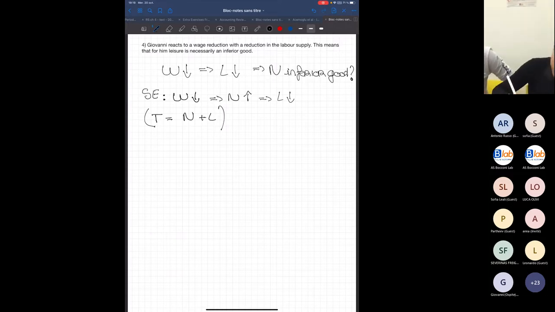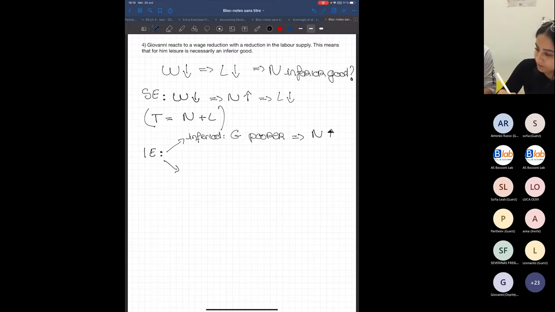Now, if we look at the income effect, we have to see what type of good leisure is. Leisure can be either a normal good or an inferior good. We're going to start by seeing if it's an inferior good. If it's an inferior good, it means that Giovanni is poorer because his wage reduced. So he's going to want more leisure. That's our first part.